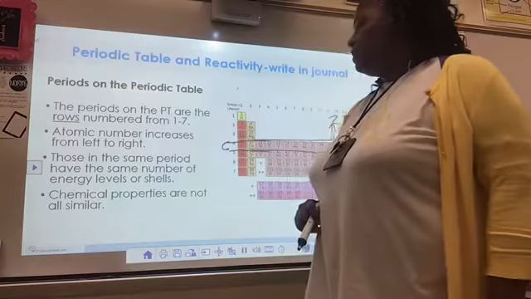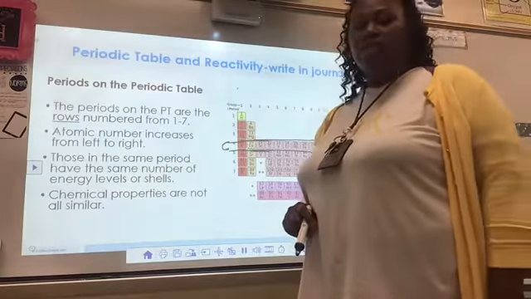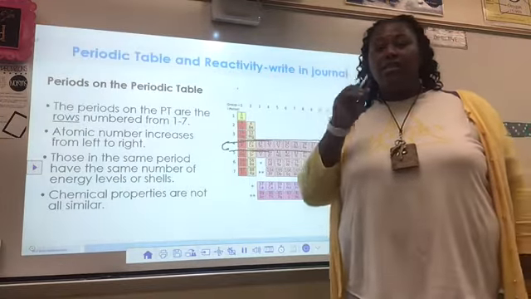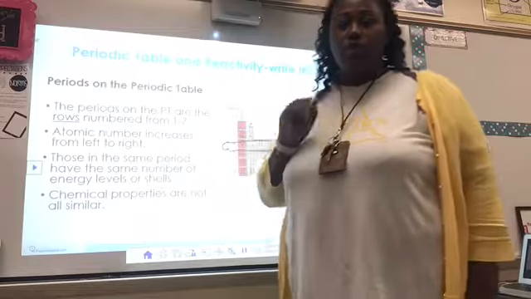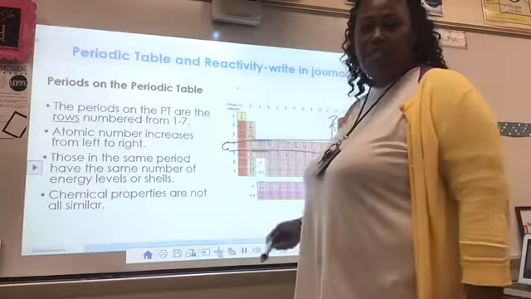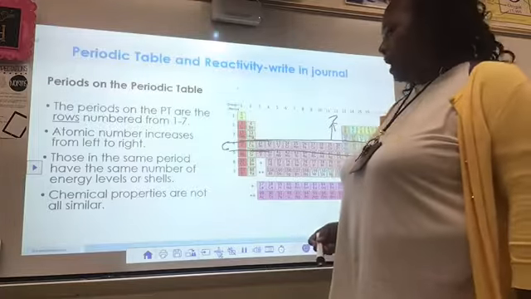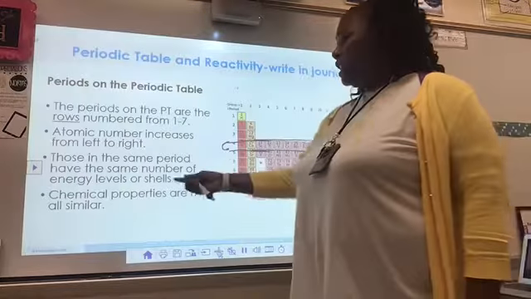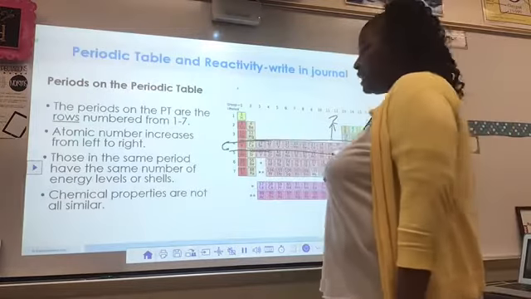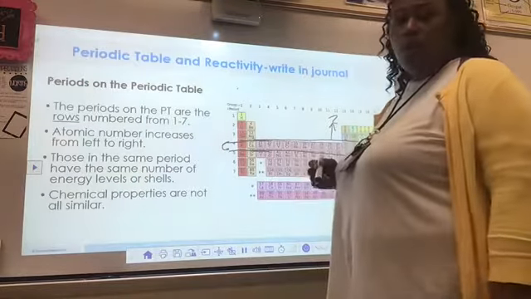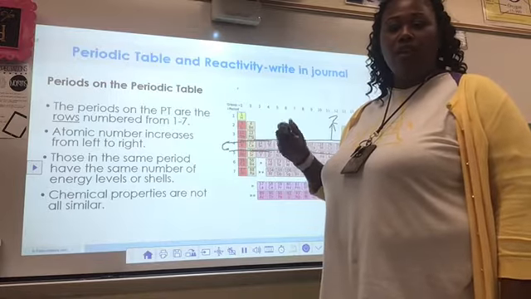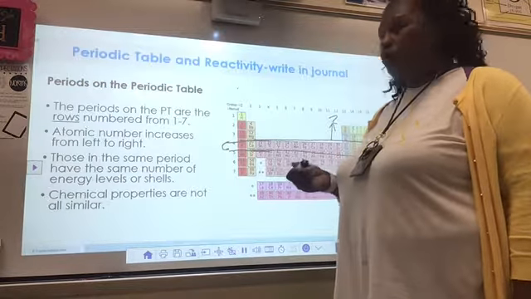Everything that's in the same period will have the same number of energy levels or shells. If you can recall when we did Bohr models, the circles were the energy levels, which can also be called shells. That's what your period number determines when you're doing a Bohr model. Now, the chemical properties are not similar at all if they're in the same period. So, when you're looking at periods, again, it determines your energy levels, or the amount of shells you're going to have when you do a Bohr model.